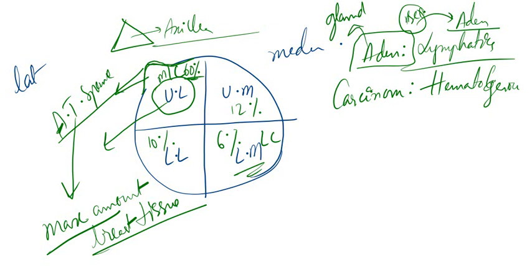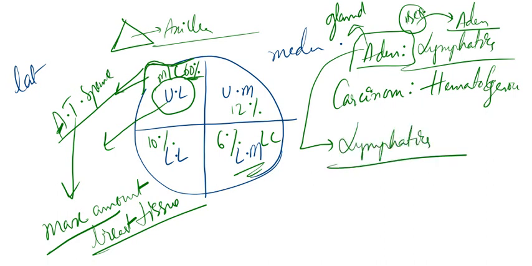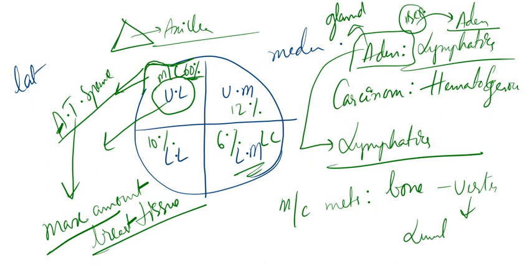So if breast cancer is an adenocarcinoma type of cancer, the most common route of spread is lymphatics. So the breast cancer's most common route of spread is lymphatics. Now what is the most common site of metastasis? Most common site of mets is the bone. Which bone? Vertebra. Which vertebra? Lumbar vertebra.